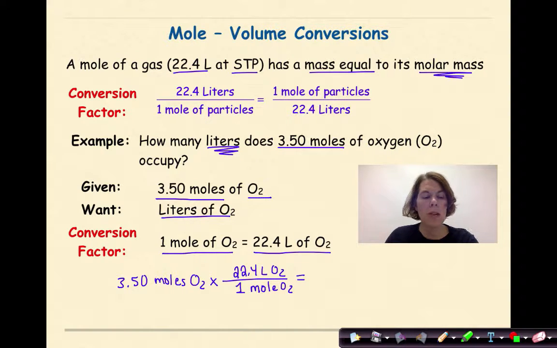Put in an equal sign, and then I need to make sure that my units cancel. So if I start with moles, moles needs to be on the bottom. I'm left with liters, which is what I want. So 3.50 times 22.4 liters will be 78.4 liters of O2. And that's an example of how to convert from moles to liters. Let's look at some more examples.